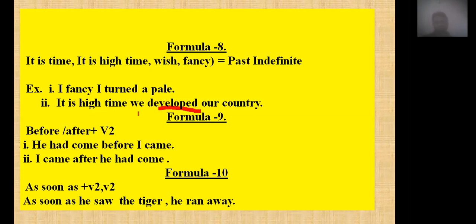Remember that after it is high time, if you see to here, then the verb will not be in past form. Then the verb will be V1. Okay, this is also another rule.